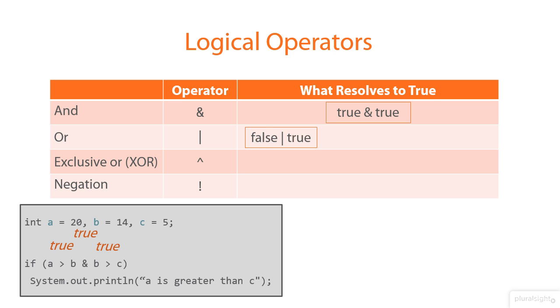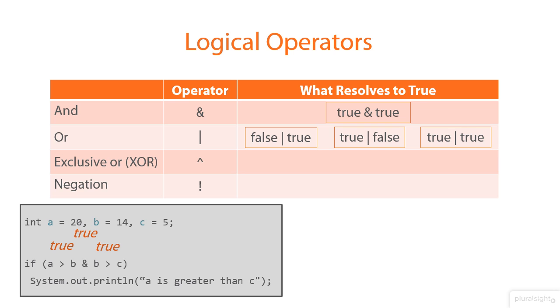Then we have an OR. OR compares the two sides, and only one side needs to be true. Right, so if the first one's false and the second side is true, then that resolves to true. If the first side is true and the second side is false, that still resolves to true. And even if both sides are true, the OR resolves to true.